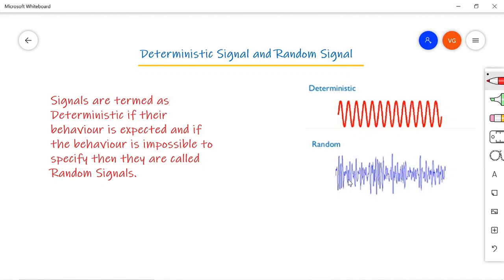So coming to the random signal, if you see, the signal amplitude is varying unevenly, right? So the behavior cannot be expected. If you are drawing half part of the signal, the next part we cannot specify, right? So such type of signals we call a random signal. Example: noise generated in the radio receiver, ECG signals, etc.